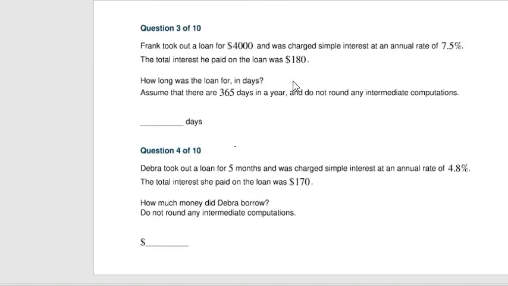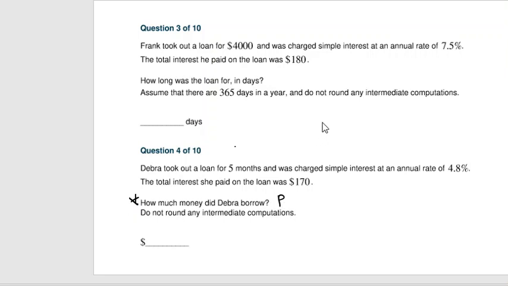Okay, so question 4 says, Deborah took out a loan for 5 months and was charged simple interest at an annual rate of 4.8%. The total interest she paid on the loan was $170. How much did she borrow? Okay, so for this, when we're trying to figure out how much did she borrow, we're trying to figure out the principal. That's what we don't know.